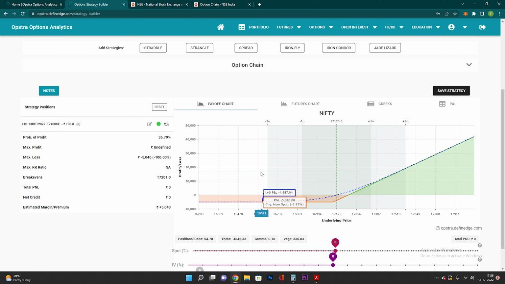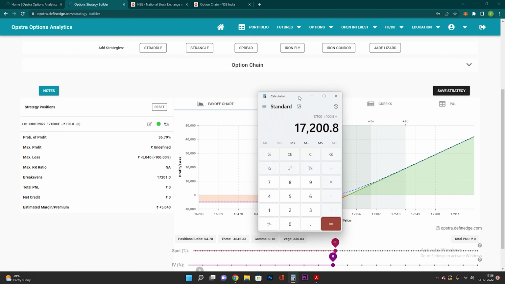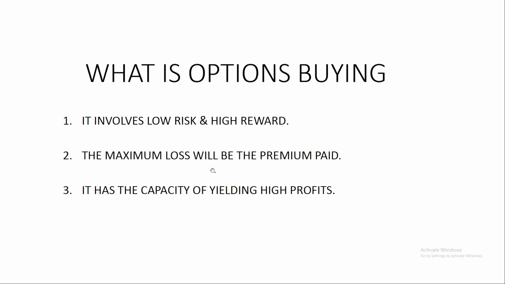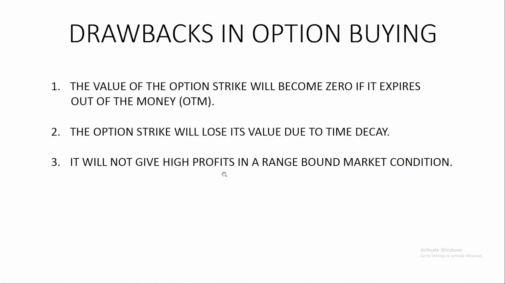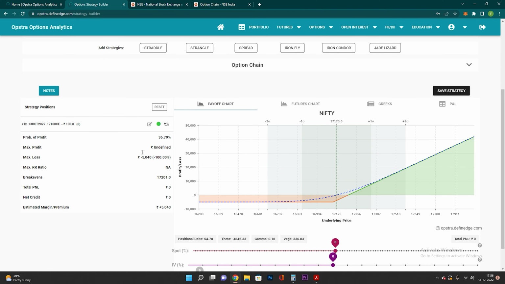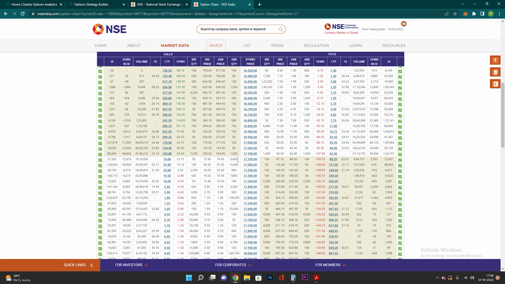These are the advantages. Next I am going to show you the drawbacks in option buying. The main drawback is that the value of the option strike will become zero if it expires out of the money. In the option chain you see here, this is the at the money strike. These are all out of the money for call options. These are out of the money for put options.